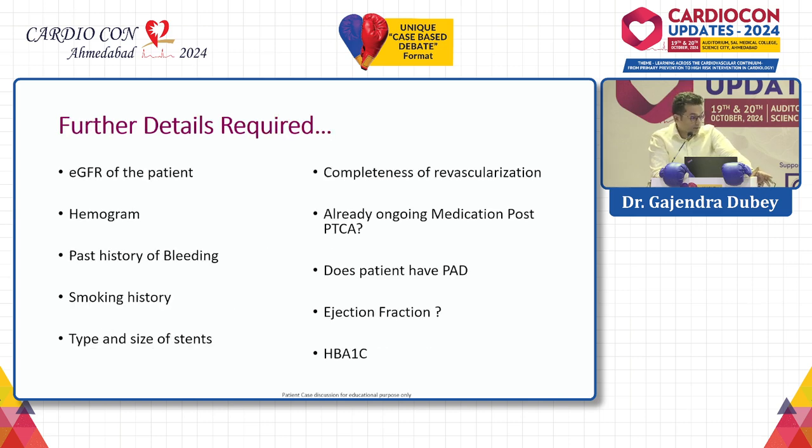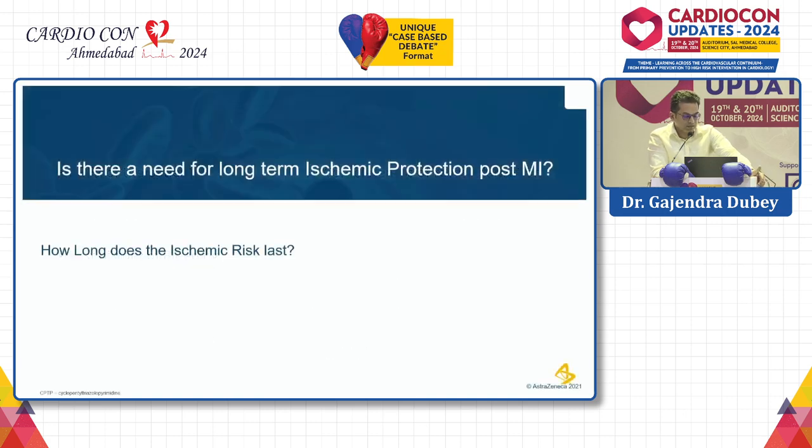So I would like to have some more details like eGFR of the patient, hemogram, past history of bleeding, any smoking history, type and size of stents, completeness of revascularization, whether he is taking ticagrelor or clopidogrel, or he is on single antiplatelet, does he have peripheral arterial disease, what is his ejection fraction, and how well controlled his diabetes is. So this data is required to accurately assess his ischemic risk as well as the bleeding risk.